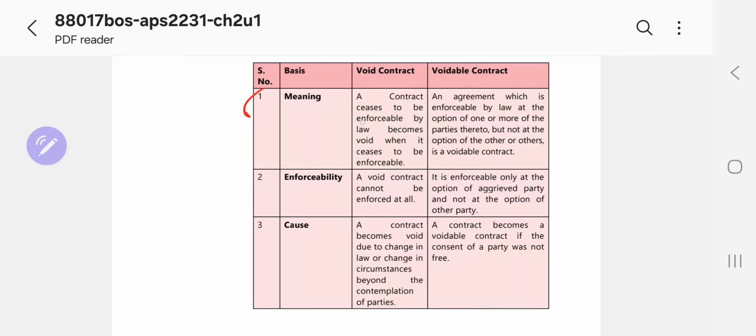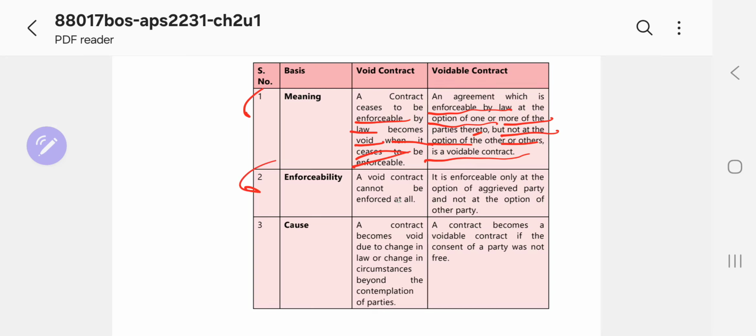Okay. So meaning, first one, void contract. A contract ceases to be enforceable by law, becomes void when it ceases to be enforceable, as we have seen a few minutes ago the meaning of the void contract. And the voidable contract is an agreement which is enforceable by law at the option of one party or more of the parties, but not at the option of the other or others. Other party can either accept or reject the contract, then we can call it a voidable contract. If in a contract there is no enforceability of the law, then it is called a void contract.